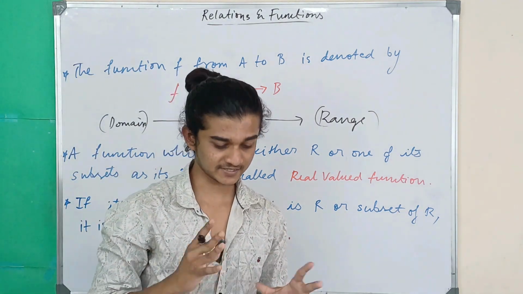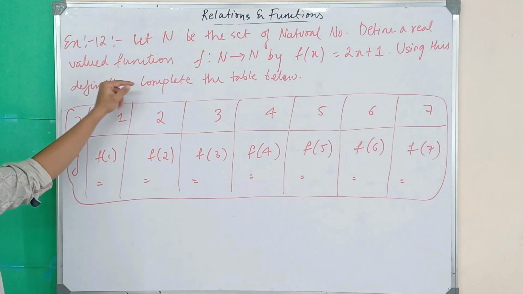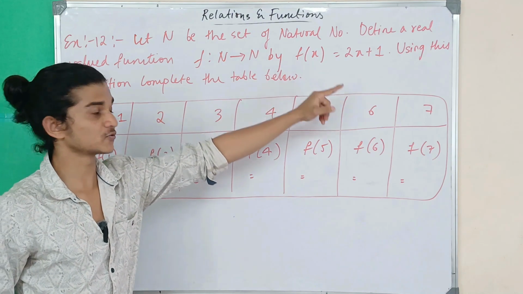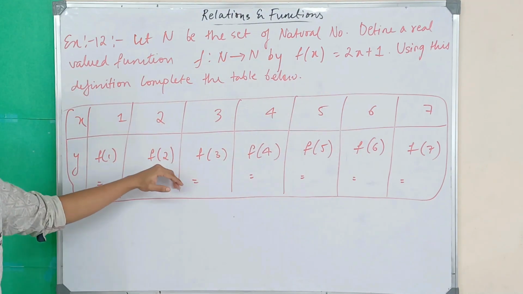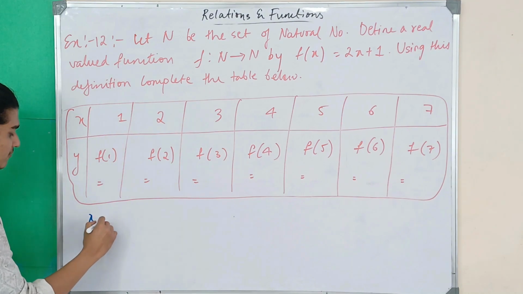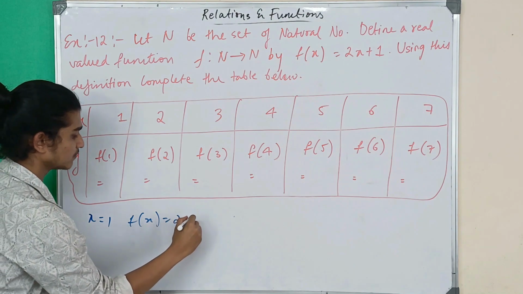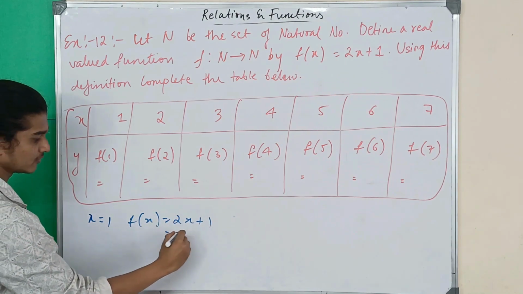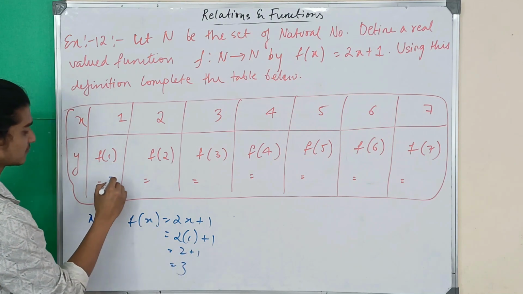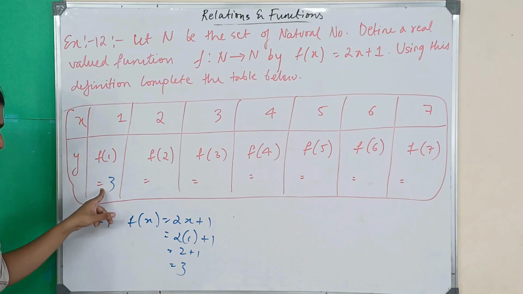Now let us try to solve example 12. Let N be the set of all natural numbers. Define a real valued function f from N to N by f of x equal to 2x plus 1. You're supposed to use this and complete this table. First we have x equal to 1. For that, f of x equals 2x plus 1, so put x equal to 1: 2 into 1 plus 1, so 2 plus 1, which is 3. So if you give x equal to 1, you'll get your output as 3.